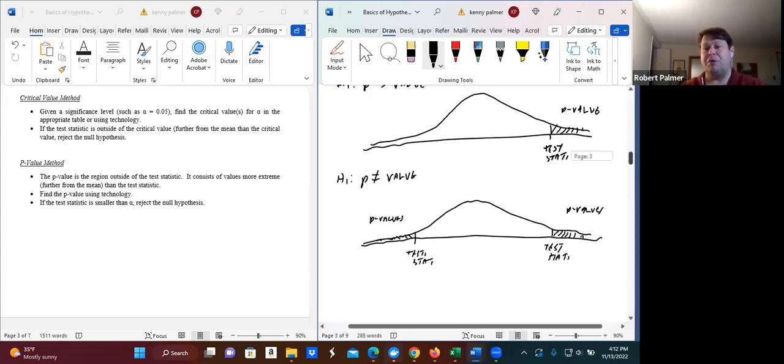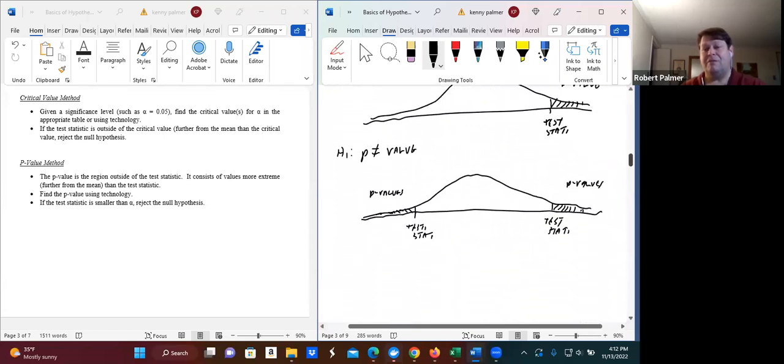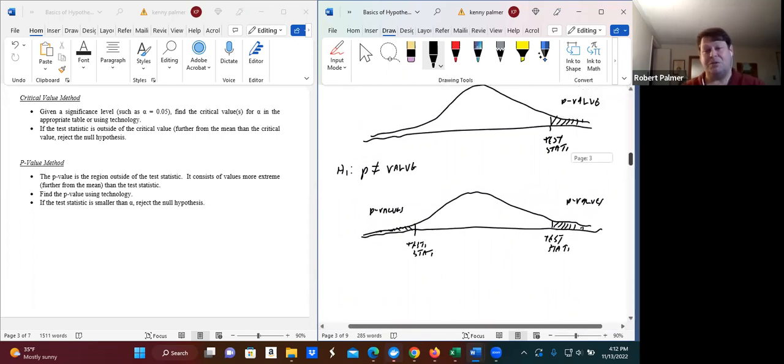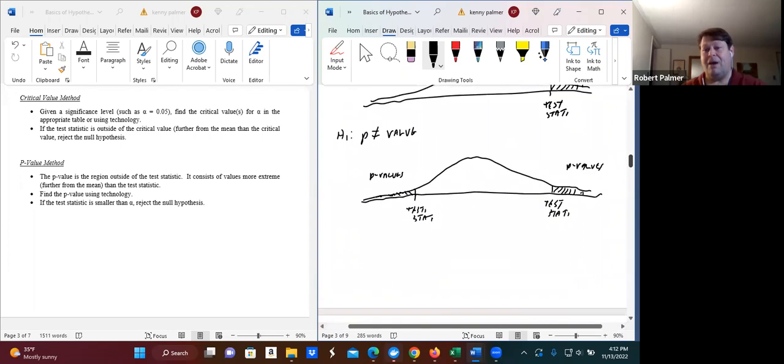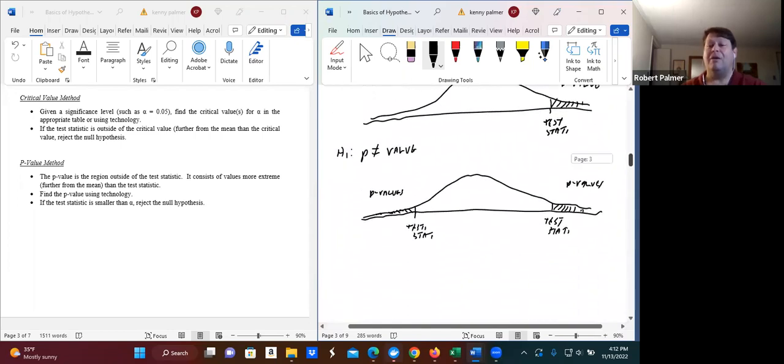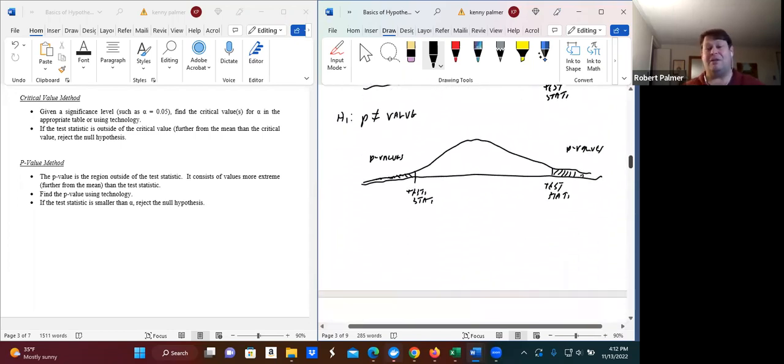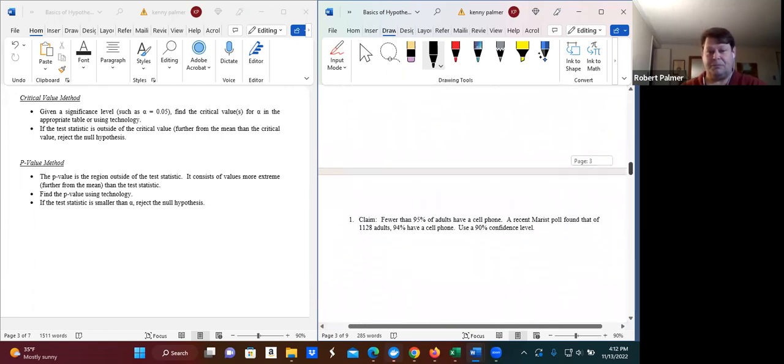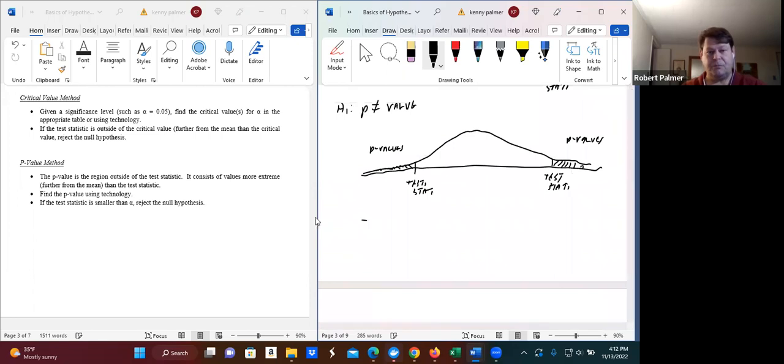And both of these methods are trying to give statistical evidence that the value we got with our sample is unlikely to happen by chance if the null hypothesis is correct. Because that's how we can reject the null hypothesis and give some support to the claim. Okay, all right. Now let's keep going.